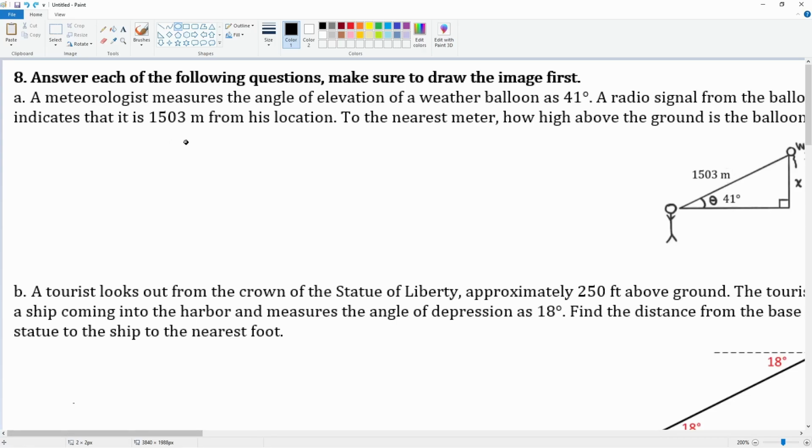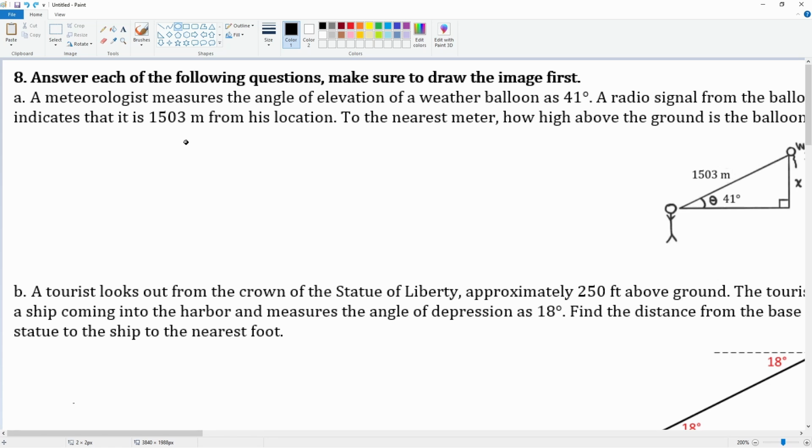Okay, here, number 8. What is difficult about question 8 is that you don't know what image it is. You have to draw it, but the hard part of drawing the image is you're wondering, how do you know it's a right triangle? The reason you know it's a right triangle is because it mentions things like angle of elevation or angle of depression.